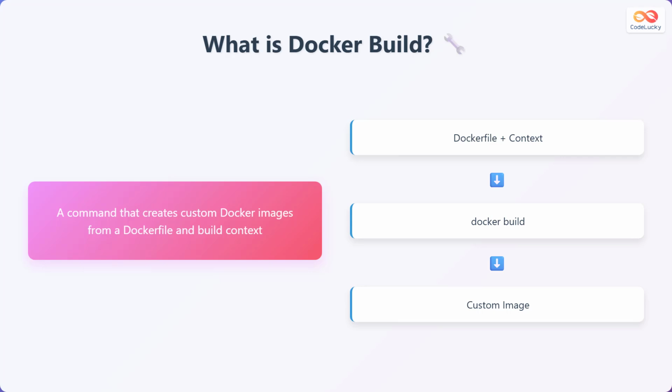A Dockerfile is a text document that contains all the commands a user could call on the command line to assemble an image. The build context is the set of files and directories that Docker can access during the build process. The Docker build command takes a Dockerfile and a build context as input and produces a Docker image as output. In short, the Dockerfile plus context goes through the Docker build command and gives a custom image.